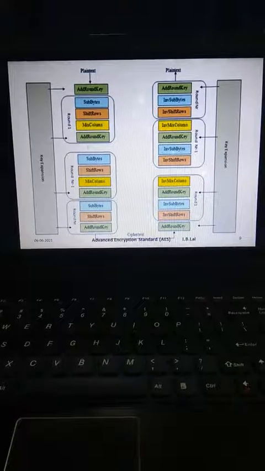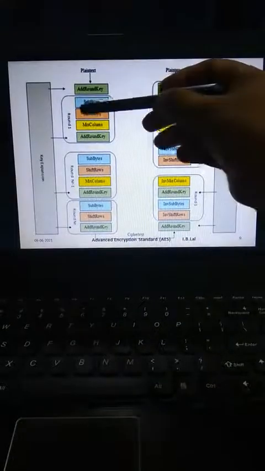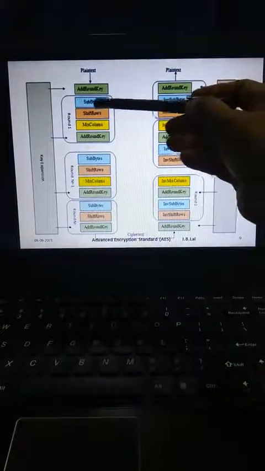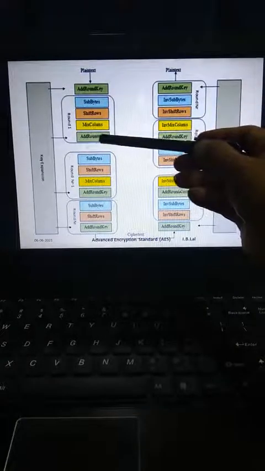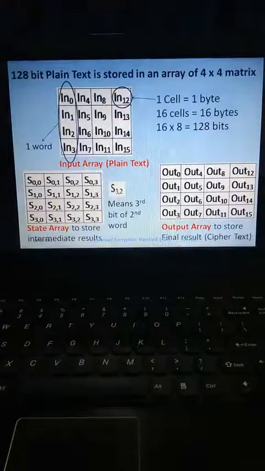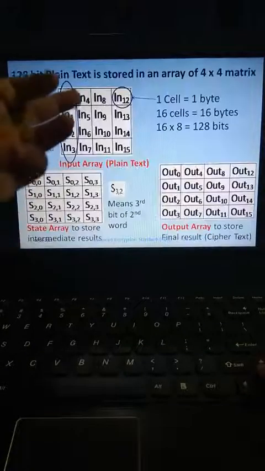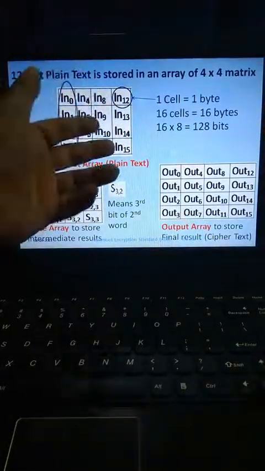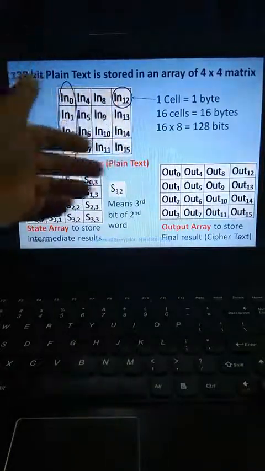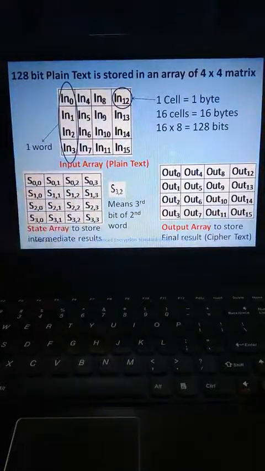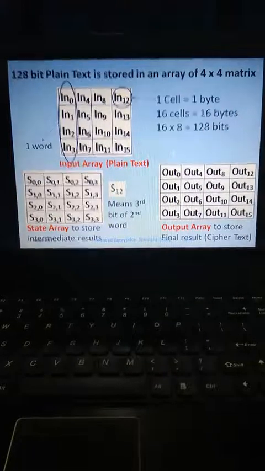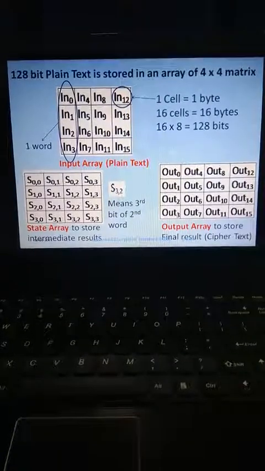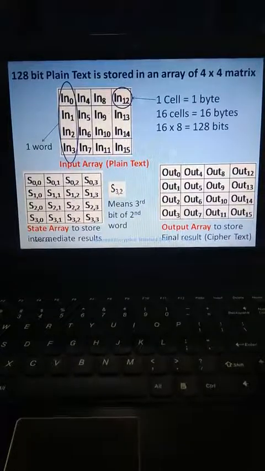We have learnt in this session the inside story of each round. Each round contains 4 processes: S box or sub byte or substitution bytes, second is shift row, third is mixed column, fourth is add round key. So this is the representation of the input array, that is, plain text stored in the input array. This is the intermediate results storage in state arrays, and this array is for storing the final output after the completion of the 10th round. That gives us the ciphertext.